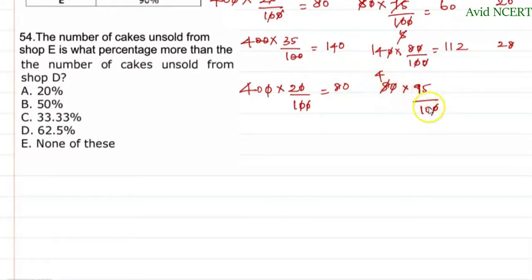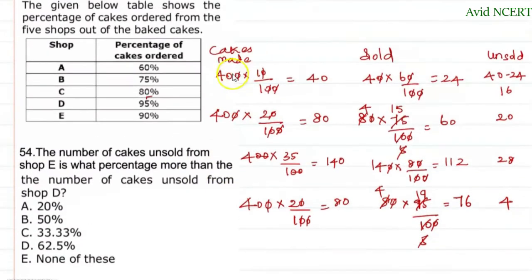2 4 times is 8, 2 5 times is 10, 5 1 times is 5, and the difference is 4. And 5 9 times is 45. So 19 times 4 is 76. So the number of unsold cakes is just 4.